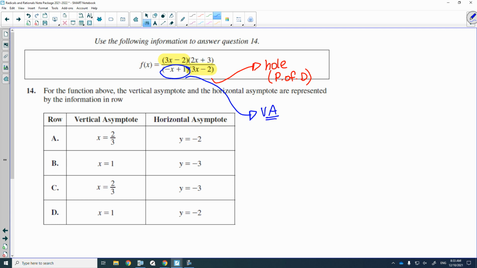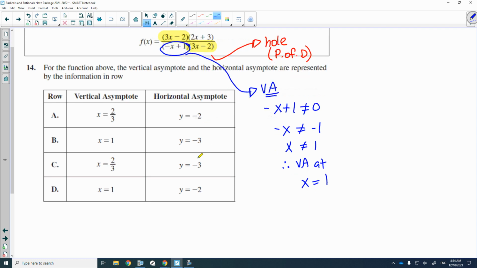How do you get the VA? You find that non-permissible value. So negative x plus 1 cannot be equal to 0. Solve for x. So there's going to be a vertical asymptote, or sorry, x could not be equal to 1. Therefore, there's a VA at x is equal to 1. So we know that it's either going to be B or D.